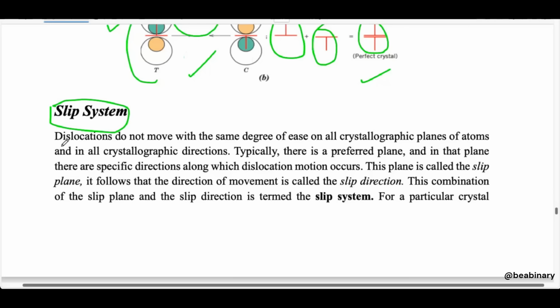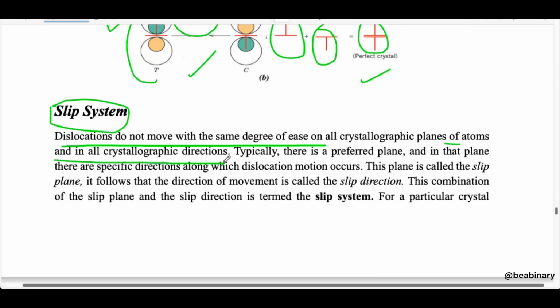So dislocations do not move with the same degree of ease on all crystallographic planes of atoms and in all crystallographic directions. What does it mean? It means there are so many planes. If you talk about this particular simple cubic unit cell, it has many planes and many directions as well. But not all the planes take part in the movement, and not all the directions are responsible for the movement of your dislocation. Only some particular planes are responsible for the movement of your dislocation, and similarly only a few directions in which that imperfection can move.